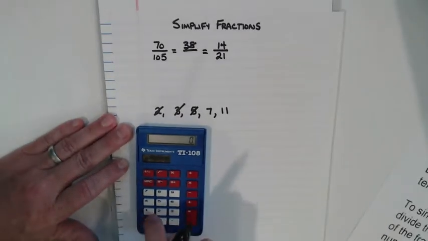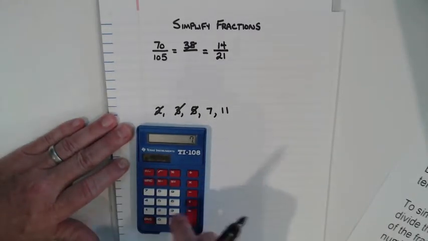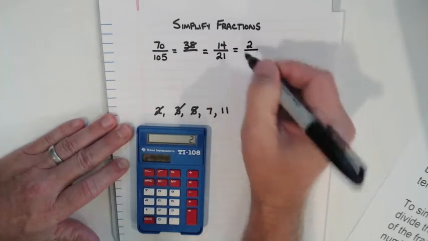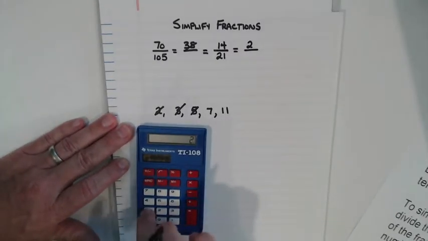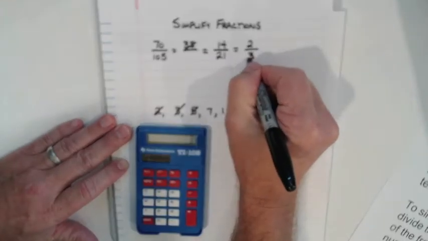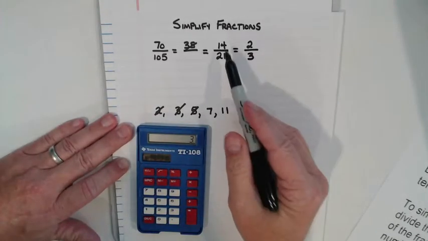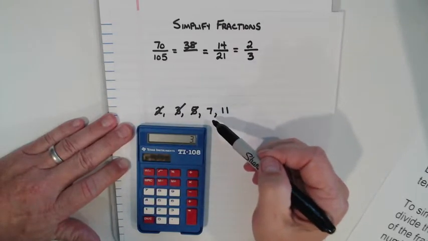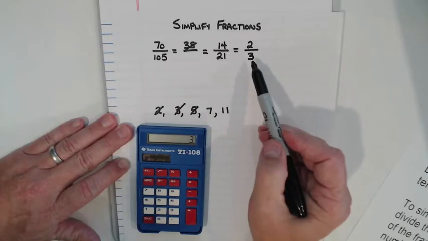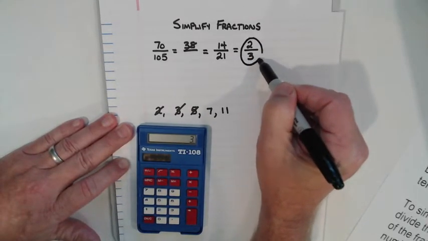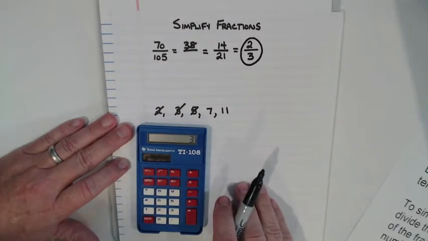7. 14 divided by 7 is 2. It's working for the top one. Let's see if it works for the bottom one. 21 divided by 7. 7 worked for the top one and the bottom one. There's no reason for me to try 7 again because 7 is bigger than these. As soon as I get it to where the number I'm trying is bigger, I have simplified that fraction.